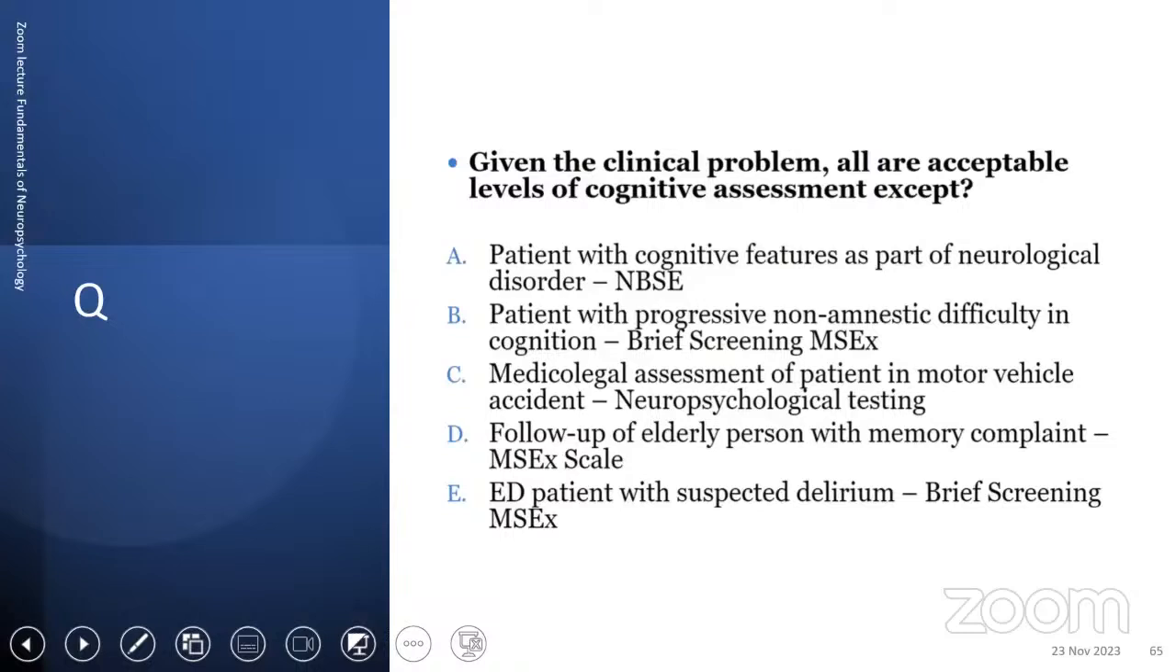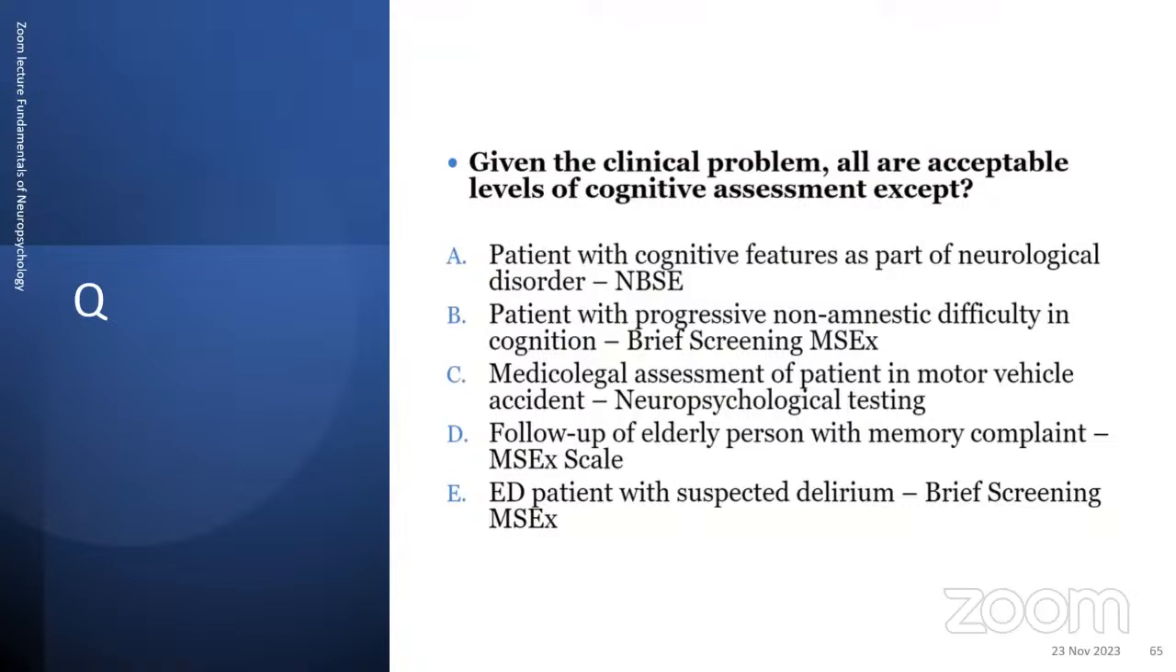So, given the clinical problem, all are acceptable levels of cognitive assessment except what? You can see patients with cognitive features as part of a neurological disorder, patients with progressive non-amnestic difficulty in cognition, and medical legal assessment of a patient in a motor vehicle accident. Also, you do neuropsychological testing. Follow-up of an elderly person with a memory complaint, you do a screening scale. And an emergency department patient with suspected delirium, brief screening with mental status examination. MSE means mental status examination.